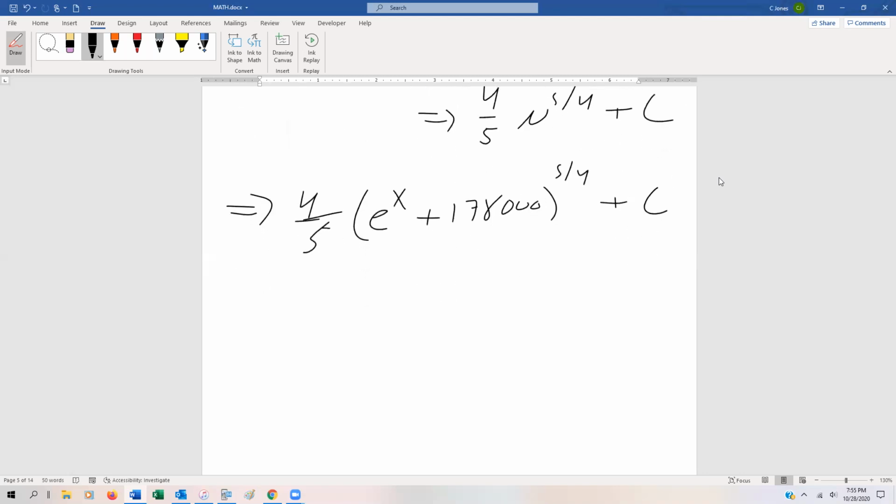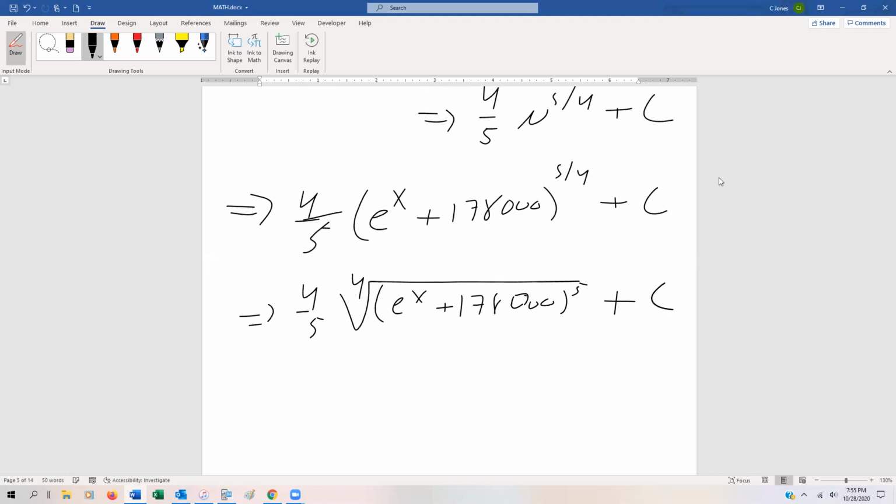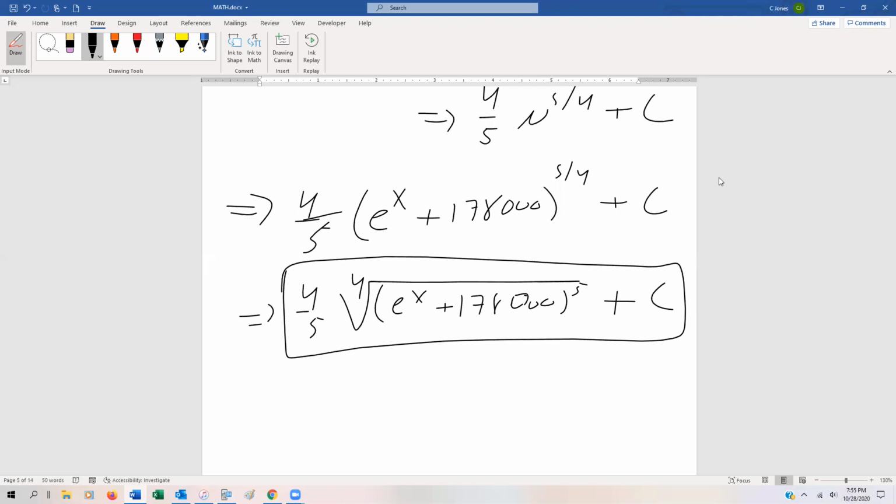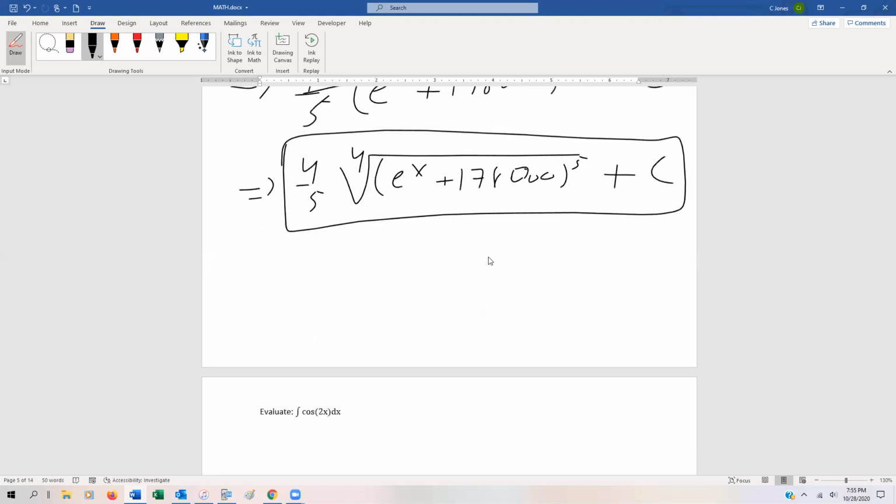Or if we wanted to write it back as a radical, we could write this as 4/5 times the fourth root of (e to the x plus 178,000) to the 5th power. All right, so the numerator is going to be the exponent, the denominator is going to be your index, and plus c. And of course you could take the derivative of that if you don't trust me, or you can just trust me and that can work for your answer.